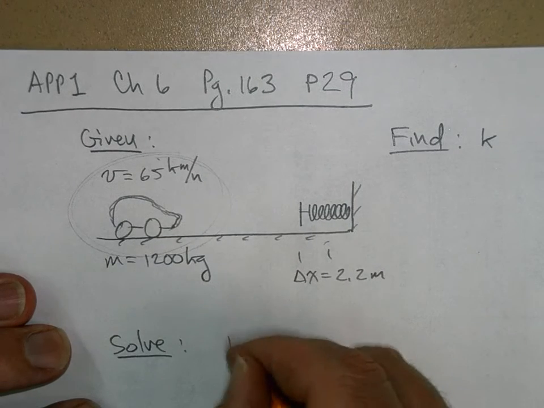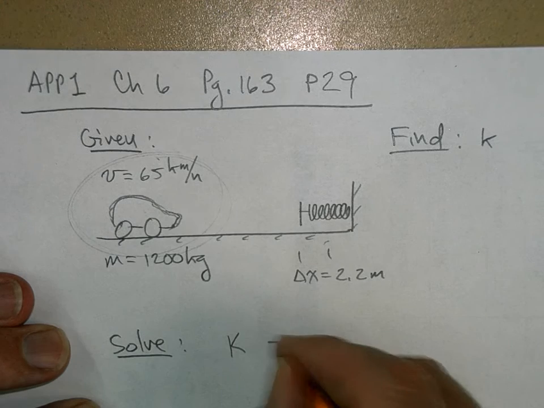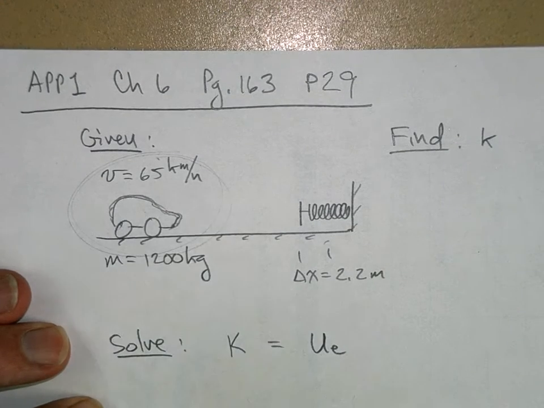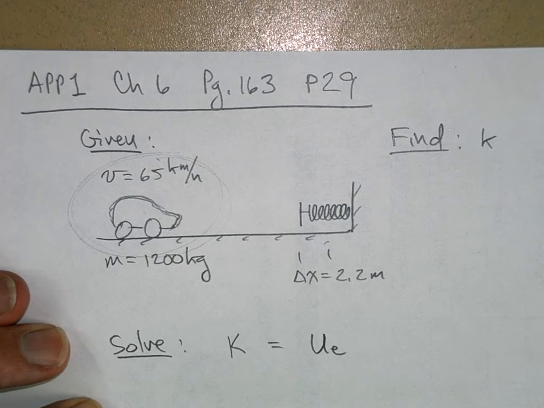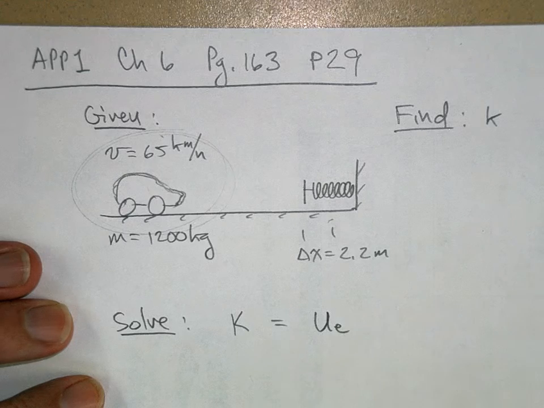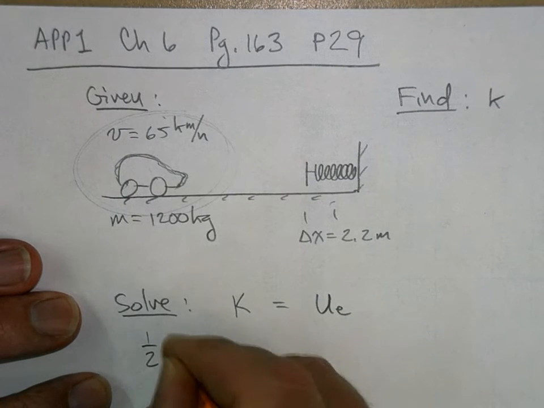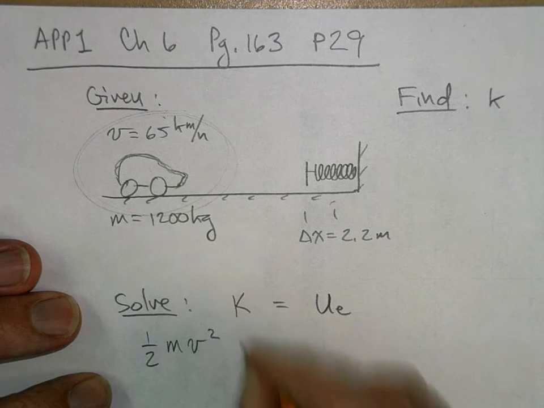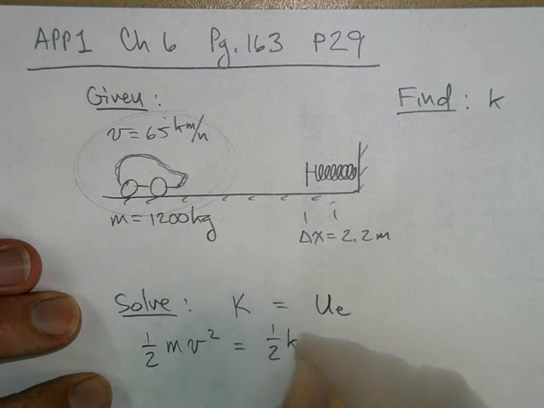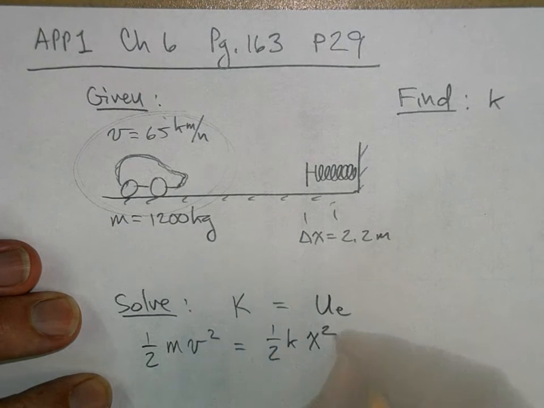So we're going to say that the kinetic energy that we had over here is going to be equal to the elastic potential energy once it's hit that spring. So all the kinetic energy is going to be absorbed by the spring. So, well, what is kinetic energy? Well, that's 1/2 the mass times the velocity squared equals, and then this is 1/2 the spring constant times the displacement. I'll just call it x instead of delta x, squared.